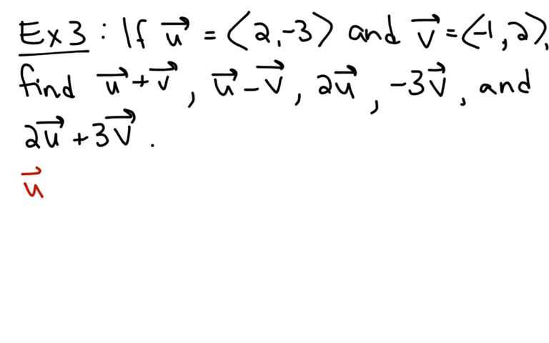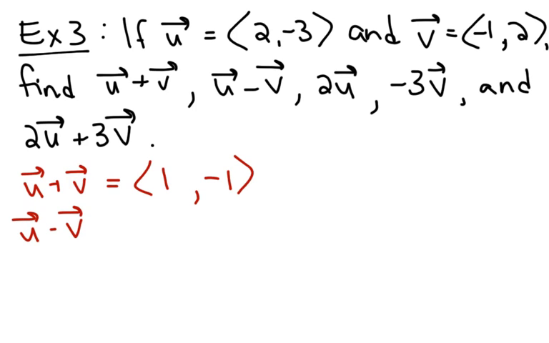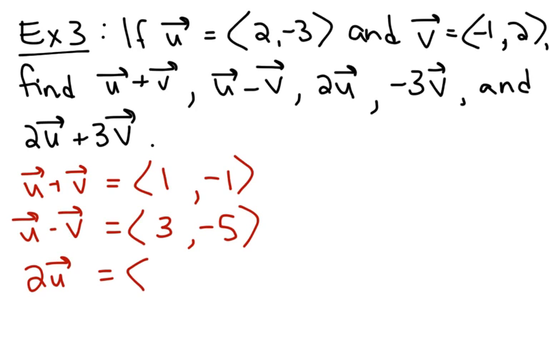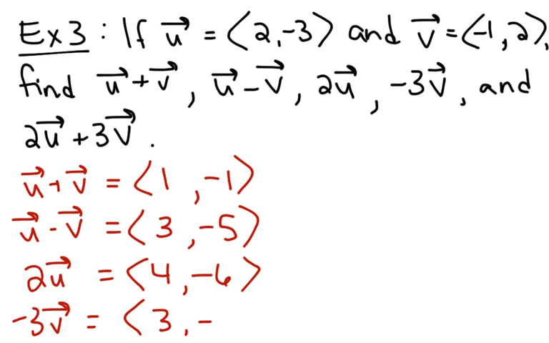So I'm going to start with u plus v. All you have to do is add the x components, add the y components. That's it. You have to be careful when you're subtracting, though. Make sure you subtract. So 2 minus negative 1 is 3. Negative 3 minus 2 is negative 5. 2u is going to be 4, negative 6. Negative 3v is going to be 3, negative 6.